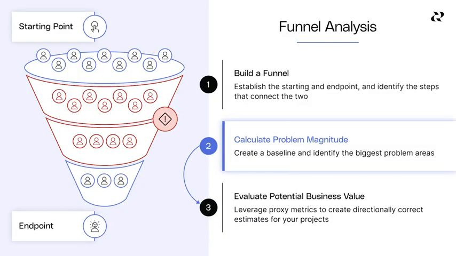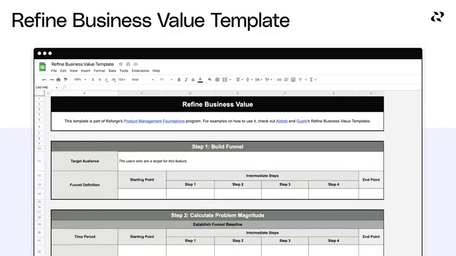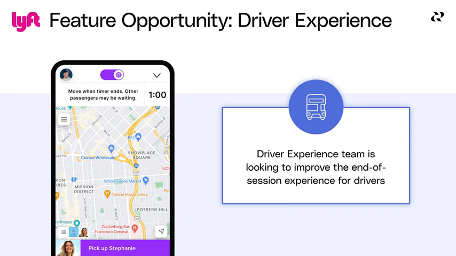In this lesson, we'll show you how to use your funnel to visualize and calculate the problem magnitude, and in turn, evaluate your potential business value. Along the way, we'll walk through the refined business value template, which you can fill out as we go. We'll also continue walking through our Lyft feature opportunity, which the driver experience team hopes will improve the end-of-session experience for commuting drivers. We'll pick this example back up using the funnel we built in the last lesson. Along with the blank business value template, we've also provided a template that's populated with this example.